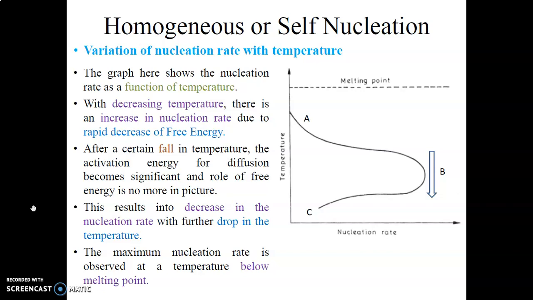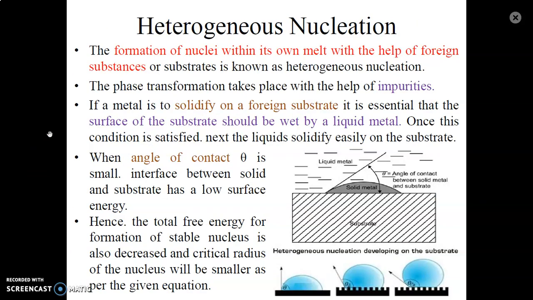So the nucleation rate is decreasing as you reduce the temperature. The maximum nucleation rate is observed at a temperature below the melting point. So this graph explains the solidification rate, or we can say nucleation rate, with the temperature.